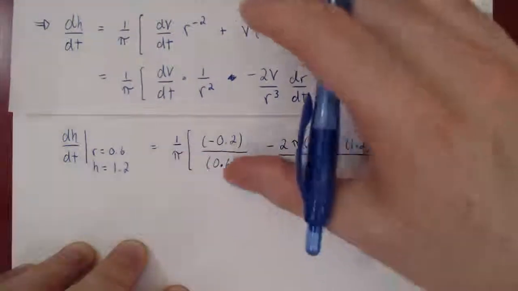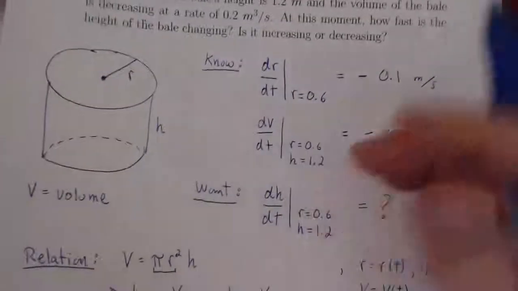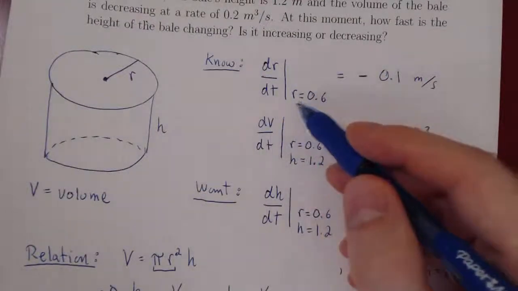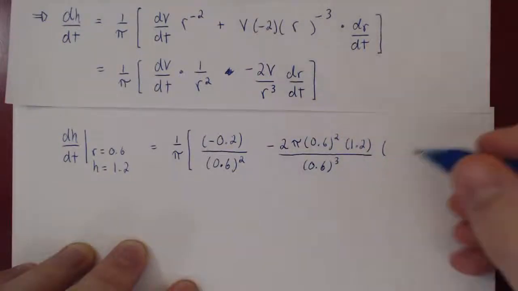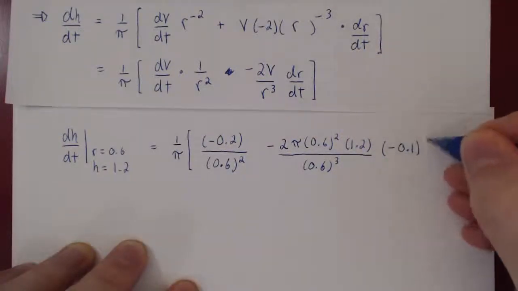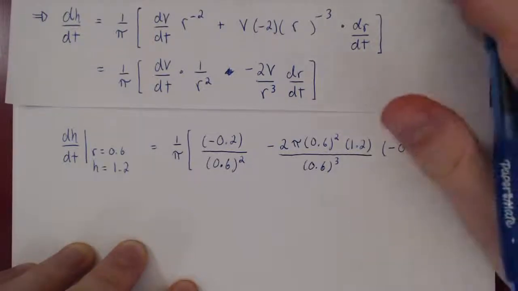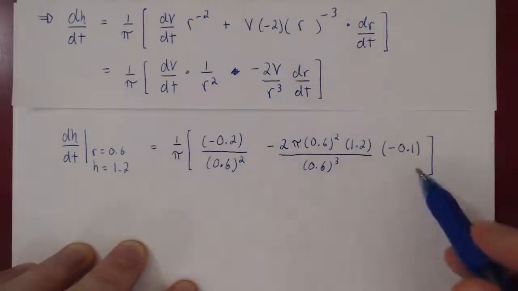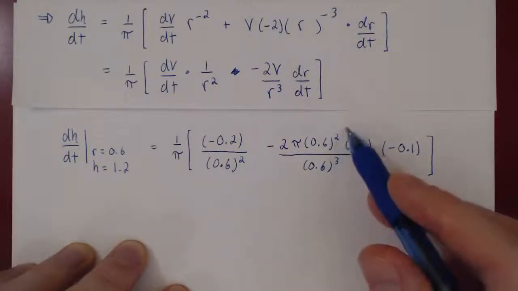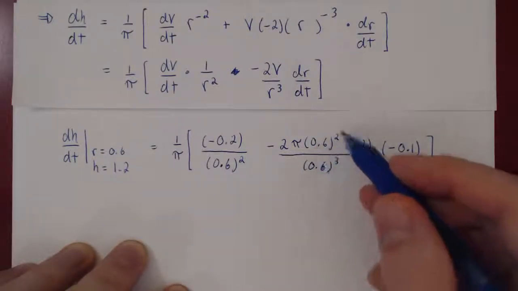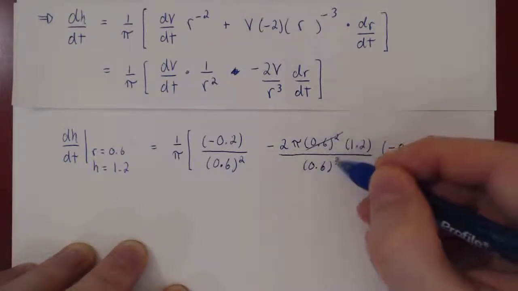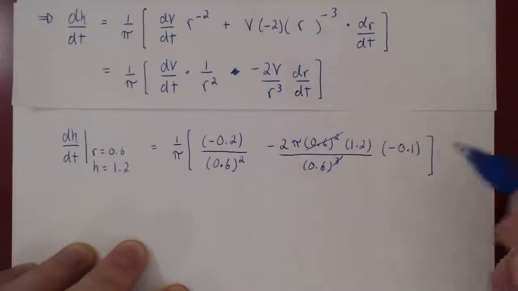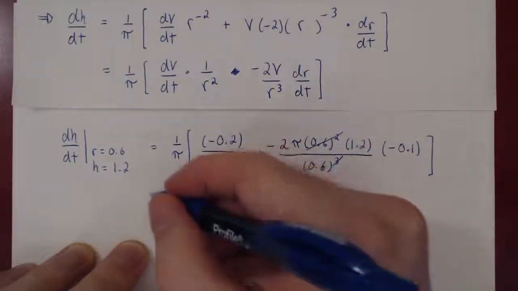At this instant, let's go back up. dr over dt at this instant was negative 0.1 meters per second. So it's times negative 0.1 meters per second. And now we just have to compute this. Let's simplify the expression a little bit. 0.6 squared over 0.6 cubed will give you 3 minus 2, 1. So you're left with a single 0.6 in the denominator. And now we can evaluate the expression.